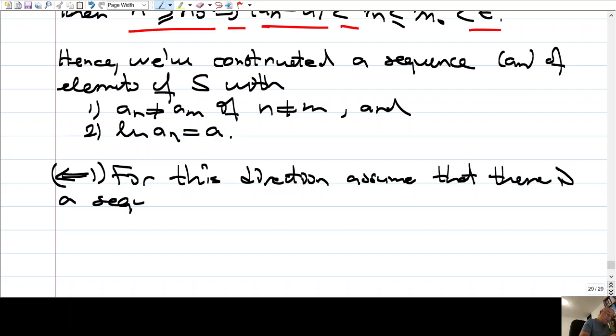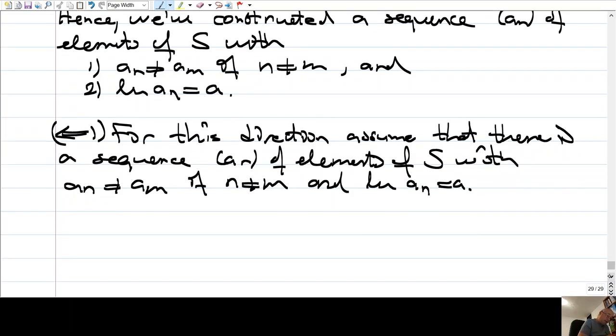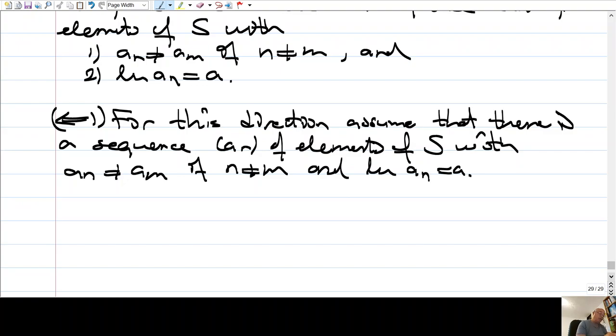a sequence a_n of elements of S with elements different, and limit a_n is equal to a. This time it is easy. I will use one of the equivalent characterizations or definitions of accumulation point. So let's do as follows. Let epsilon be any positive number be given.